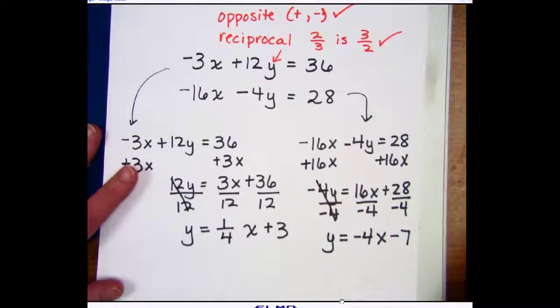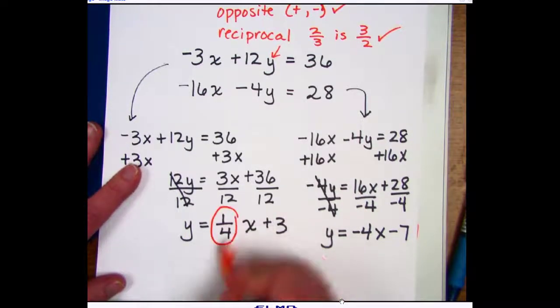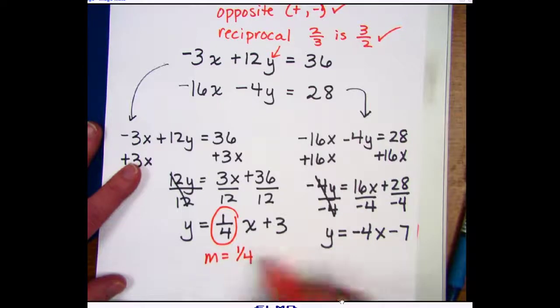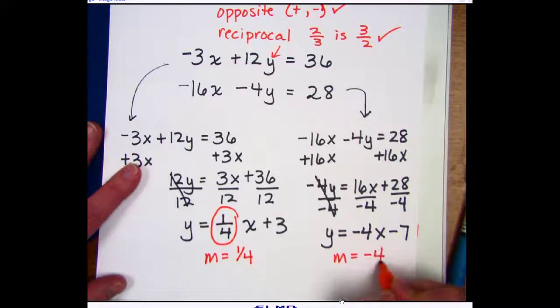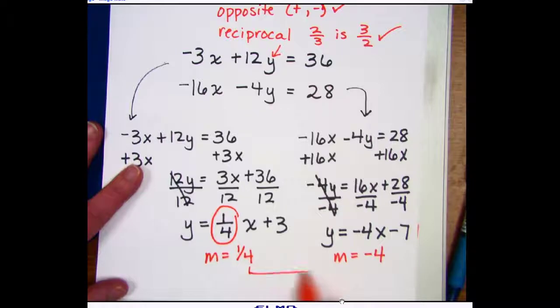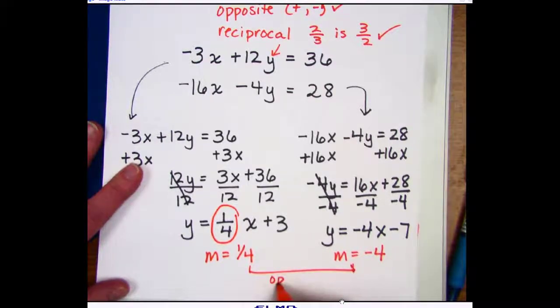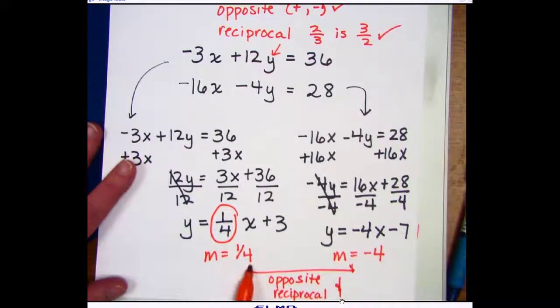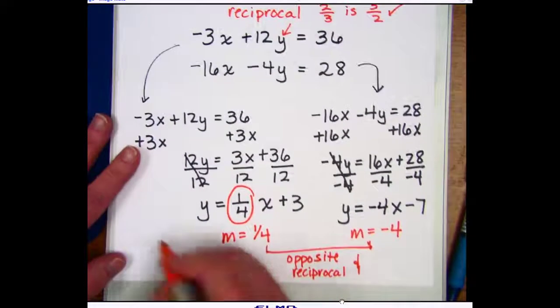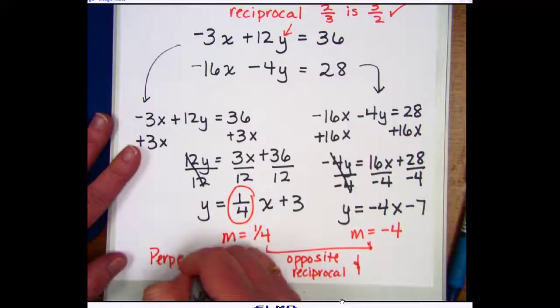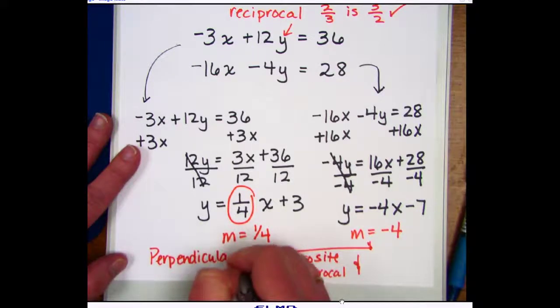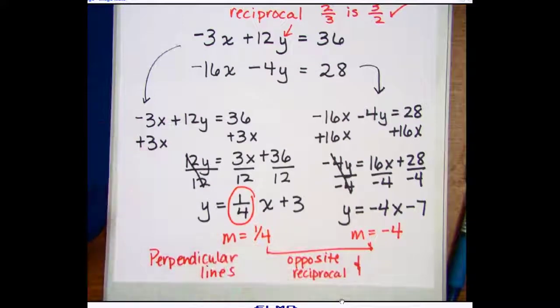And now I can read the slope off. The slope here is 1/4. The slope here is -4. Notice that they are opposite, positive, negative, and reciprocal. 1/4, the reciprocal is 4. So that tells me these are in fact perpendicular lines. Let's look at how these would look on our graphing.